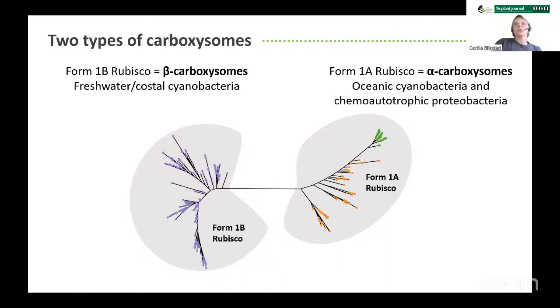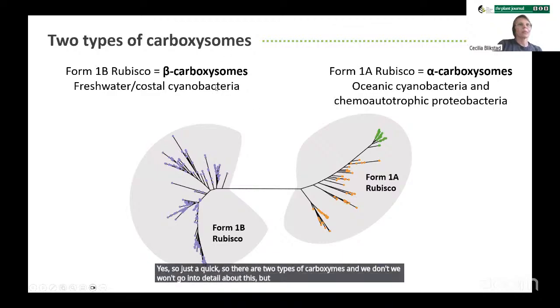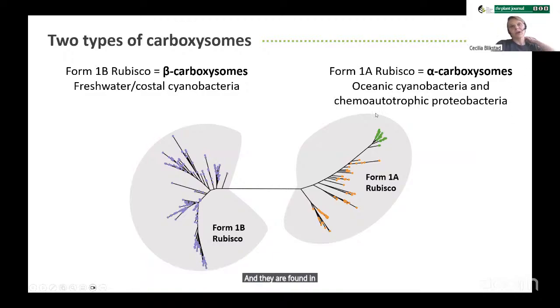So just quickly, there are two types of carboxysomes, and we won't go into detail about this, but I want to highlight that there are beta carboxysomes and alpha carboxysomes. The type I will focus on today is the alpha carboxysomes. They are found in oceanic cyanobacteria and also in some chemoautotrophic proteobacteria.